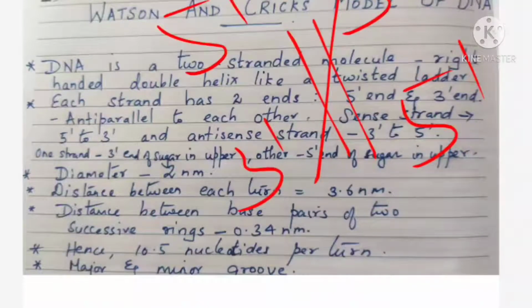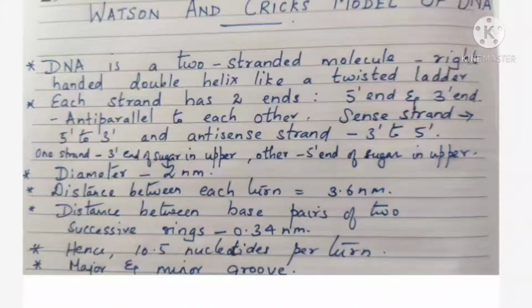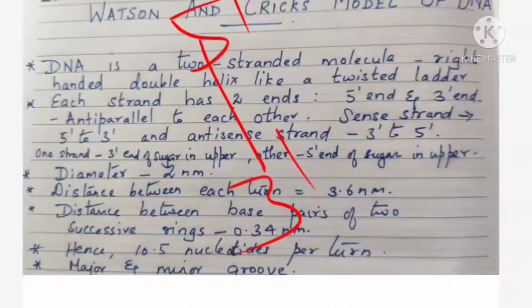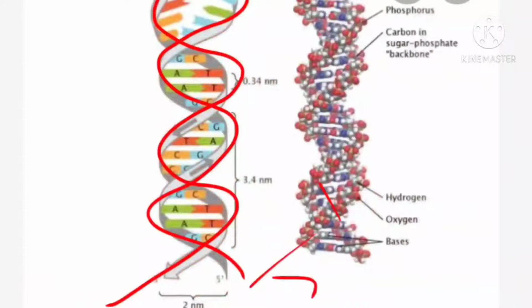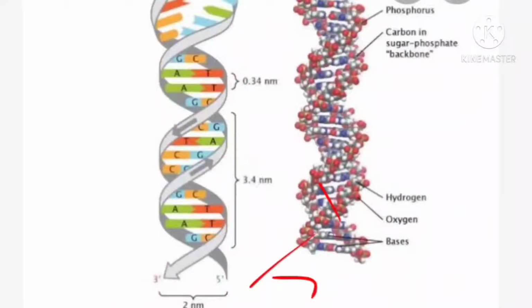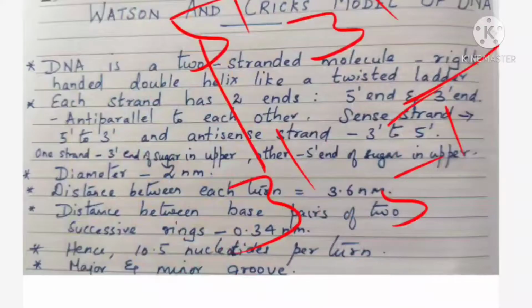The strand which is going from 5' to 3', we call this strand the sense strand. The strand which is moving from 3' to 5' end, we call it the anti-sense strand. So one strand which is moving from 5' to 3', we call the sense strand, and another strand which is moving from 3' to 5', we call the anti-sense strand. You have to make a note of that. Anti-sense strand, 3' to 5'.